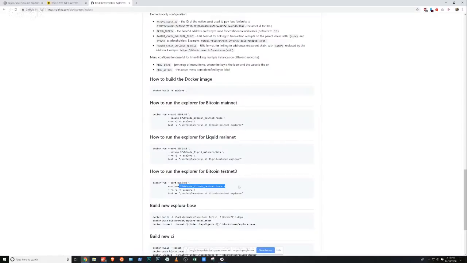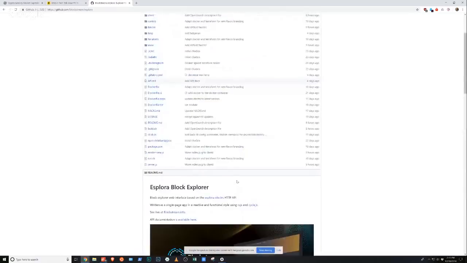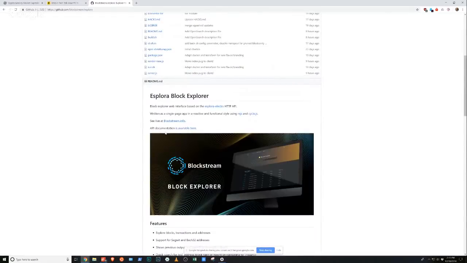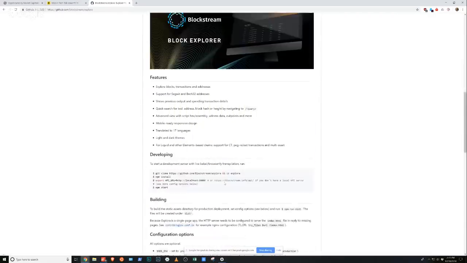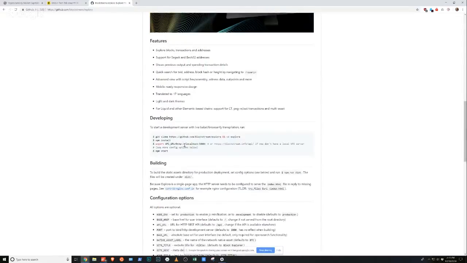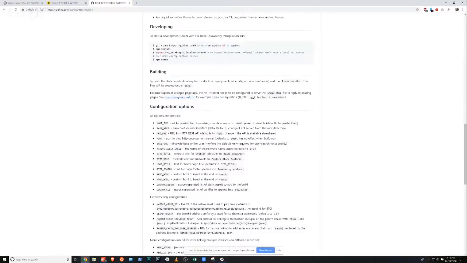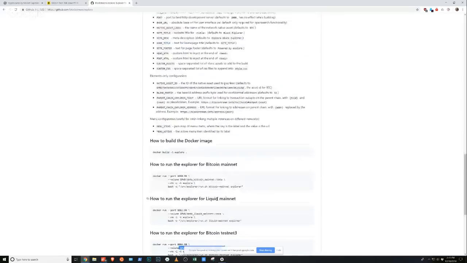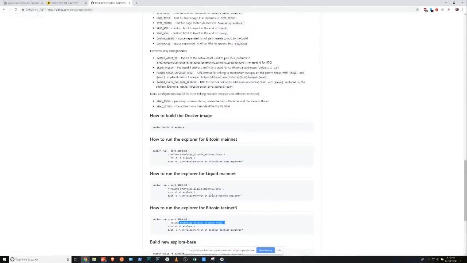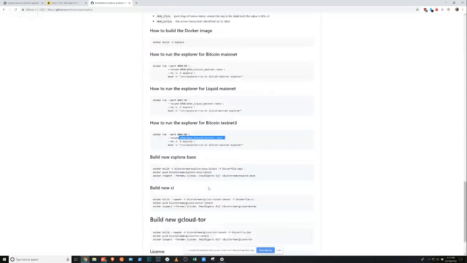The only real thing, let me see what are the requirements here. Explora, written as a single page app in React and functional style. Oh, it's using React. That's interesting. Support for SegWit and Bech32. Shows previous output and spending transaction details. Yes, very, very important. Git clone, npm build to build this. Okay, yeah, you do need to do all of that stuff. But I wonder where it gets all of the data. Do you need bitcoind running, or does it run one for you? It looks like it just sort of runs it.